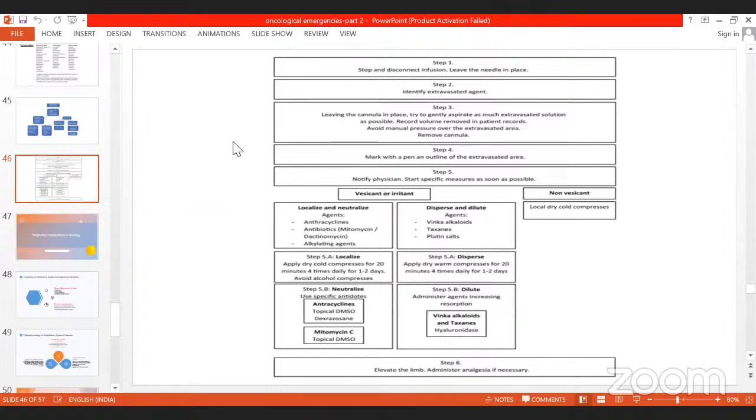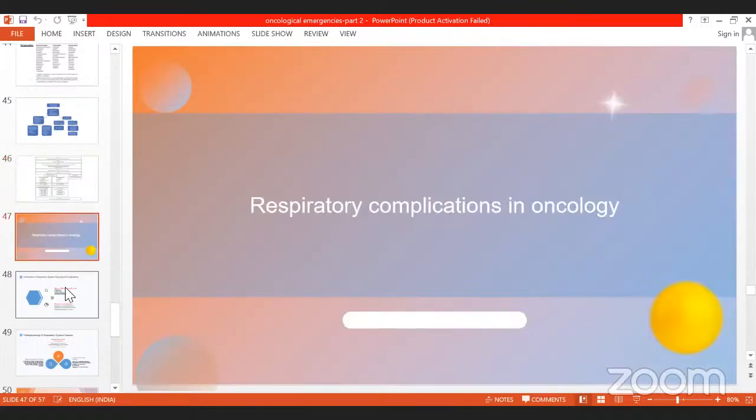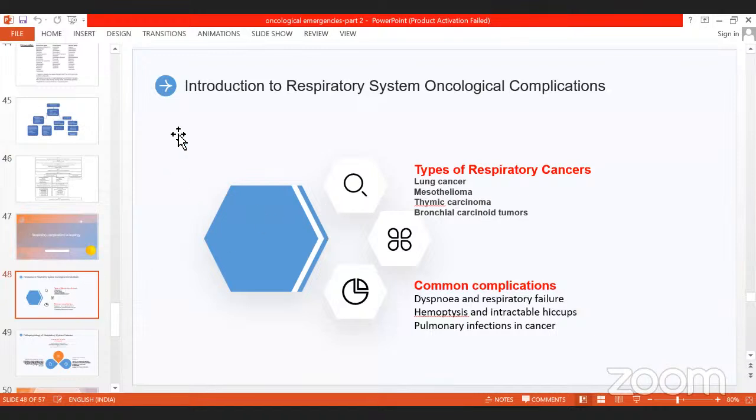How do we manage it? Because it is one of the most common complications which we see with most of the chemotherapy agents. So respiratory complications in oncology are usually very rare. The types of respiratory cancers which we see are lung mesotheliomas, thymic carcinoma, and bronchial carcinoid tumors. The common respiratory complications which we see in oncology are dyspnea, respiratory failure, hemoptysis, intractable hiccups, and any pulmonary infections which may occur in cancer.